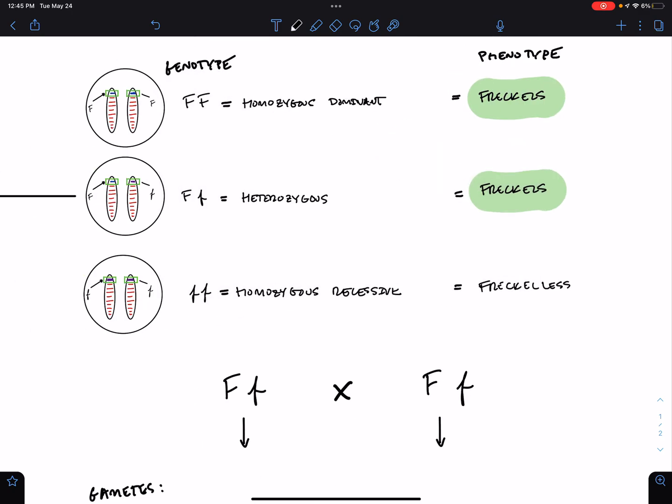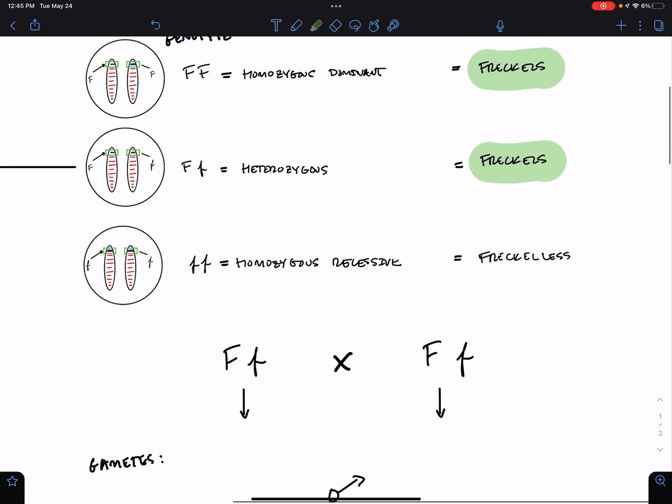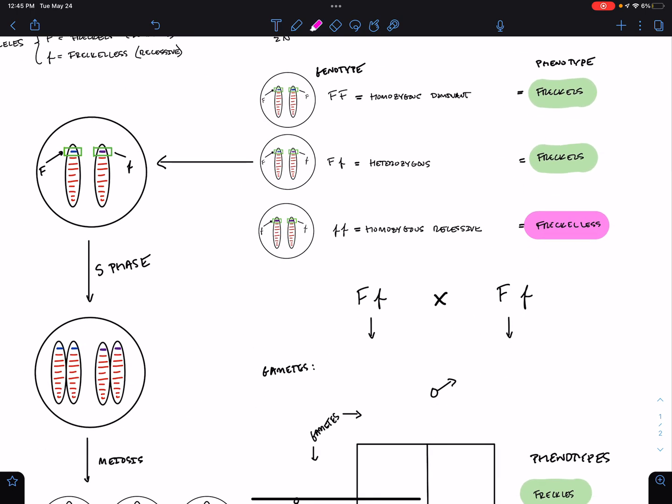Freckleless. And let's highlight it in pink here. Okay, so what happens if you take two people who are both heterozygous, meaning that they both have one copy of the big F allele and one copy of the little f allele, and you mate them together, or they decide to have children? What will we potentially see in their children?